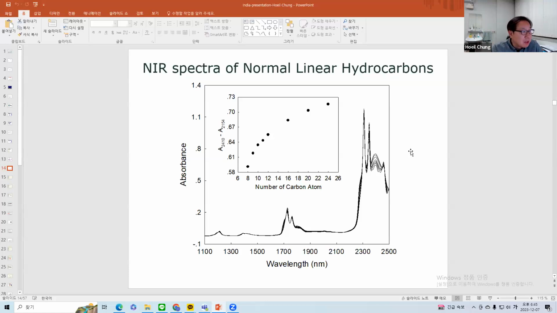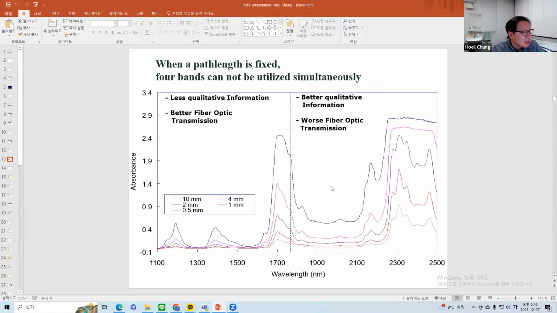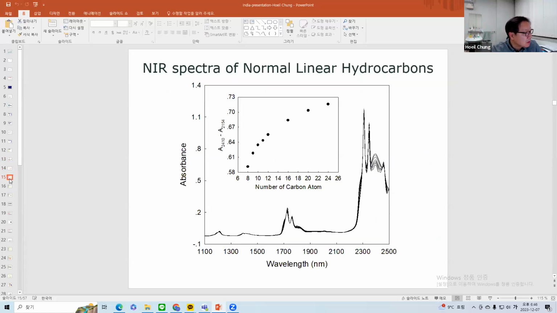So for example, if you want to measure crude oil, this is a very long hydrocarbon chain, and I think the sensitivity is getting lower. So in that case, this range is better to use. This is what I want to say.